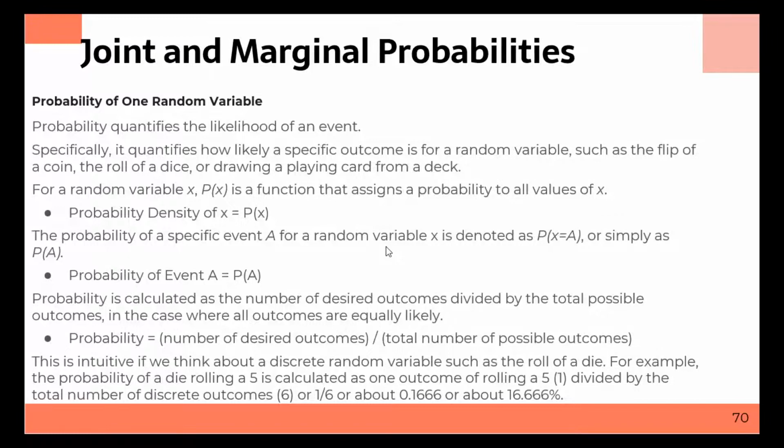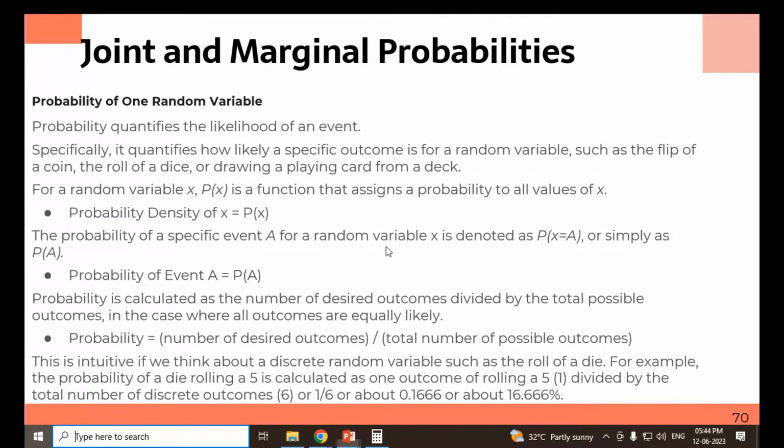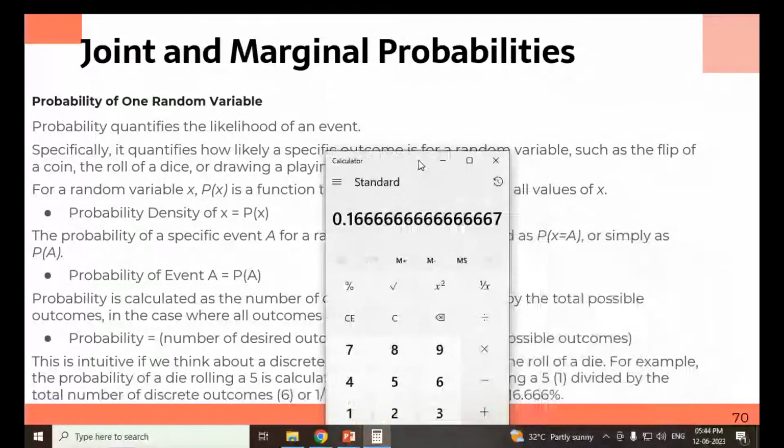1 by 6 is about 0.3. But I have 2 balls of each color. If I have 3 balls, then it will be 1 by 3.